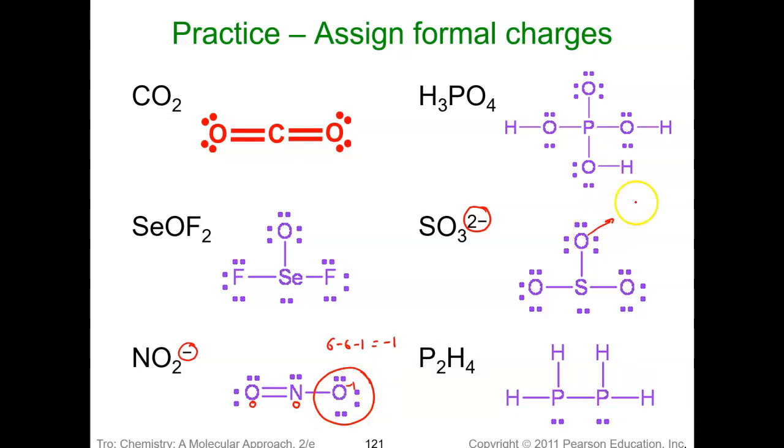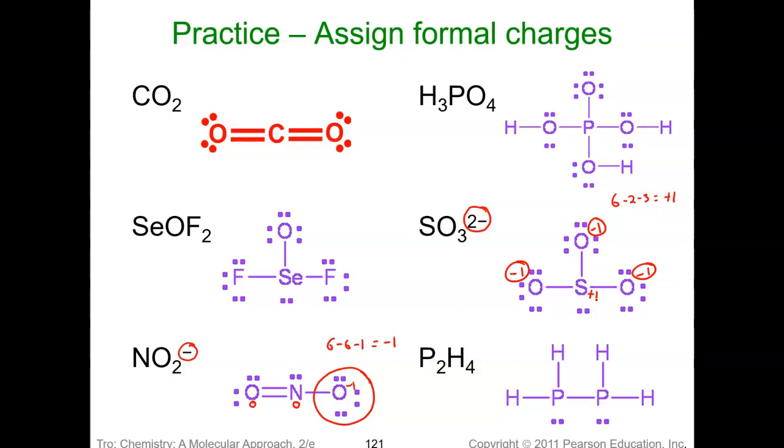Let's do this oxygen. 6 valence electrons minus 2, 4, 6 free electrons minus 1 bonding equals negative 1. So this is a negative 1, this is a negative 1, and this is the negative 1, because they're all the same. All right, let's do sulfur in the middle. So sulfur is in group 6, minus 2 free electrons, minus 1, 2, 3 bonding electrons, which gives us a plus 1.